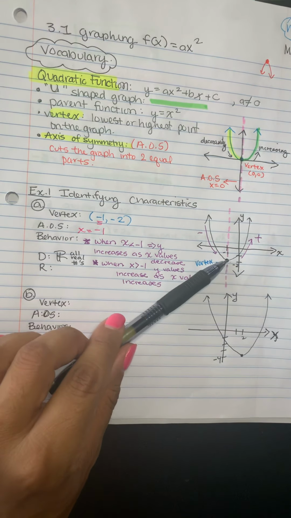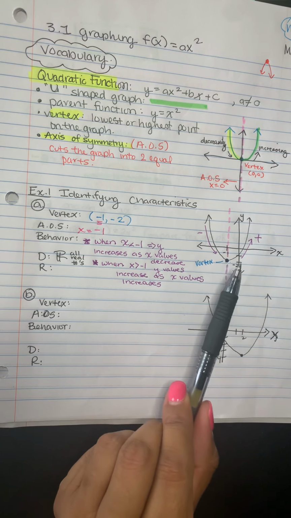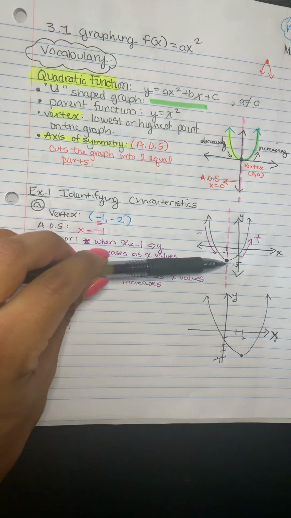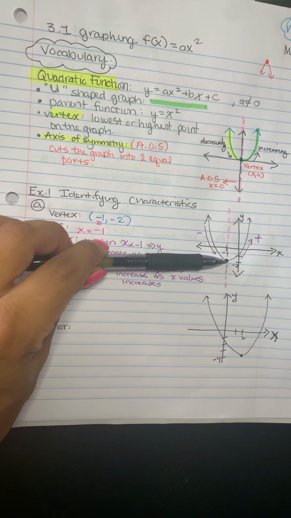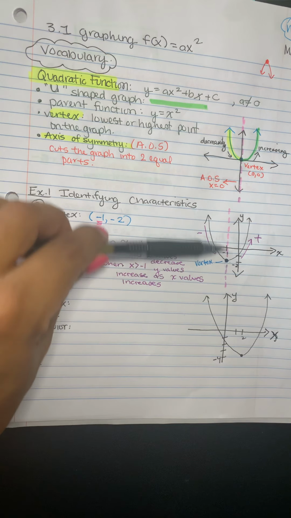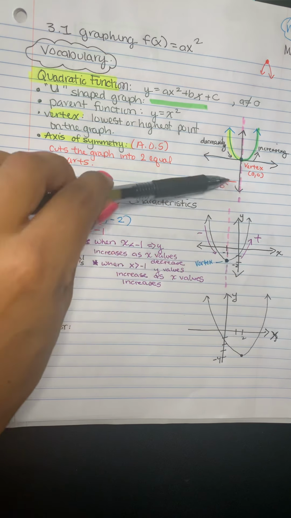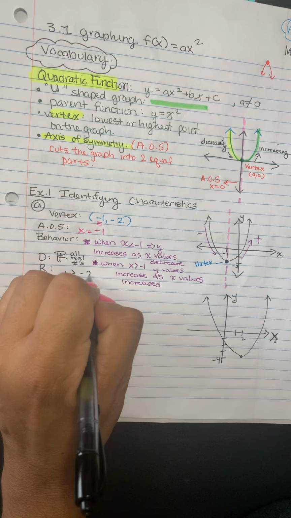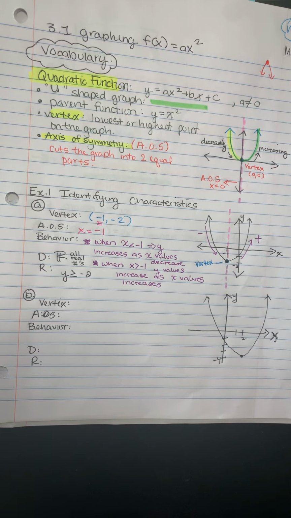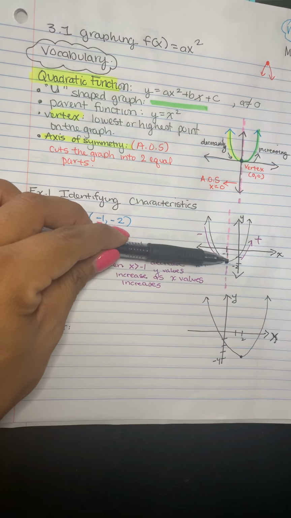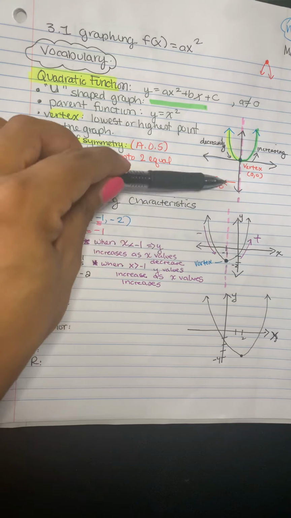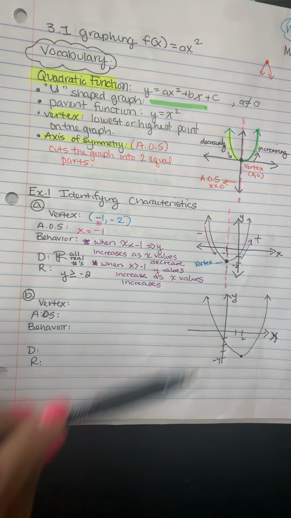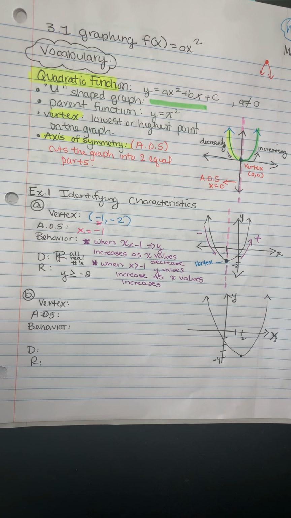Range, there's actually an endpoint. Notice how the graph doesn't go beyond this point. So what number is that? That's a -2. And so what we want to say is, our range is everything that is larger than -2. How would you write that? y is greater than or equal to -2, because we want to include -2. That's why it's greater than or equal to. Nothing is going to be below -2. It's going to be everything above it. Okay, so that's your domain and range.